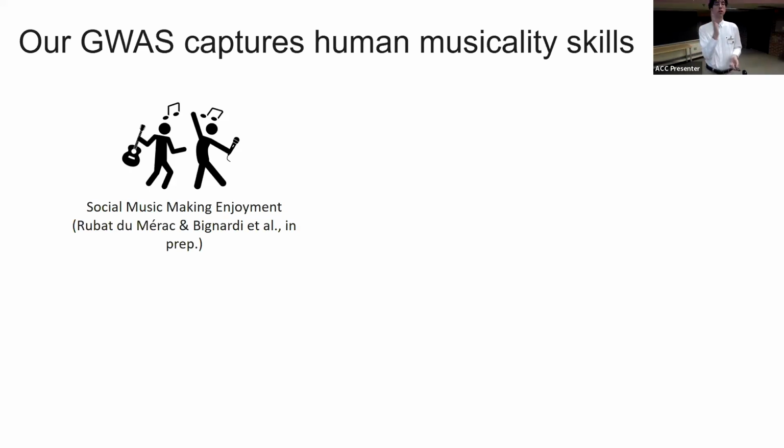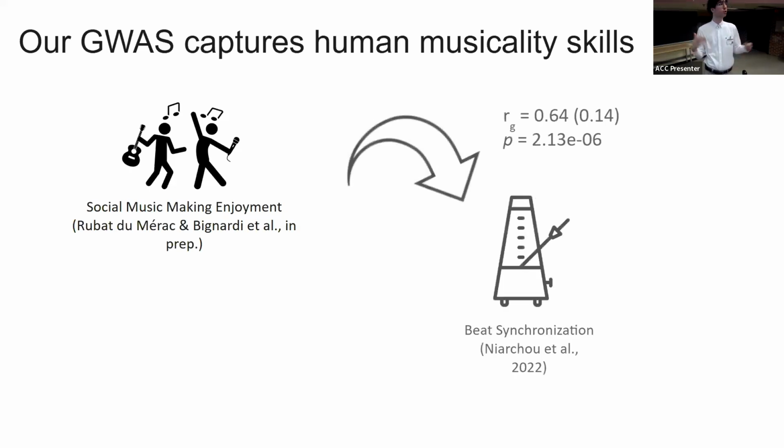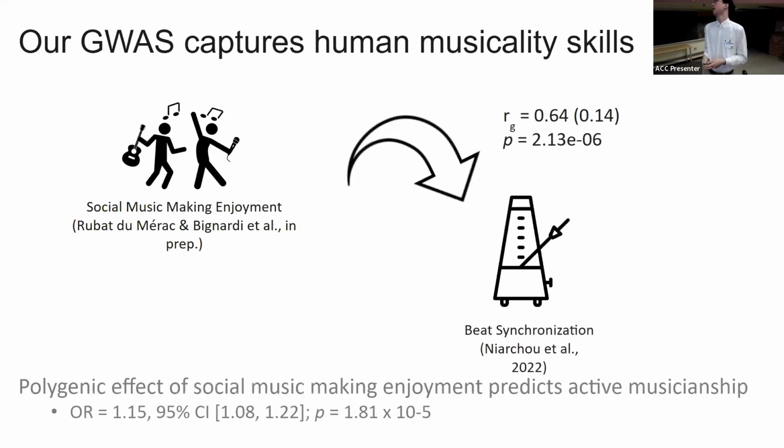And so what we did was correlate the social music making enjoyment GWAS with a previous GWAS of musical beat synchronization, which was done by our lab 3 years ago. And we found a correlation of 0.6, which I think is pretty significant, as musical rhythm is definitely a skill that you expect to be involved as you engage socially in musical activities. To be able to sing with others, to be able to play an instrument, you definitely need a sense of rhythm. So it was interesting to see that it was genetically correlated.